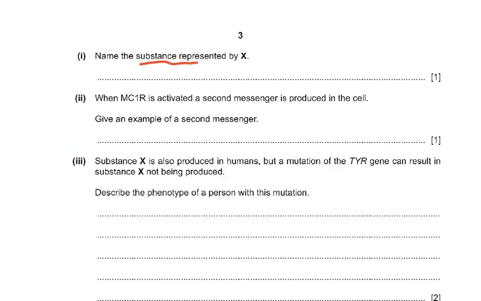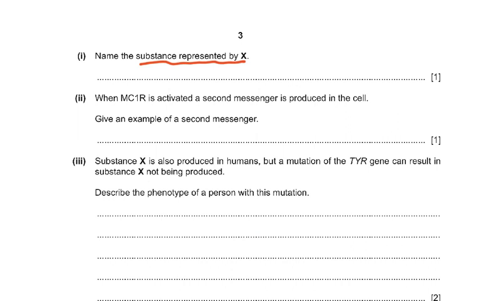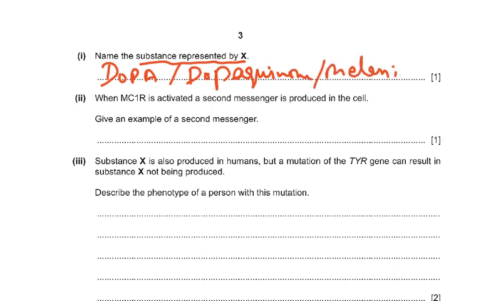Name the substance represented by X. Now, what was X here? Tyrosine is converted to something, and then it is converted on, so what is that? This is dopa, and then dopaquinone, and then melanin. So what is substance X? That was dopa. You could have said dopaquinone also, that was allowed as well, and melanin was allowed as well. So everything was allowed. If you knew it well, you could have got that 1 mark.